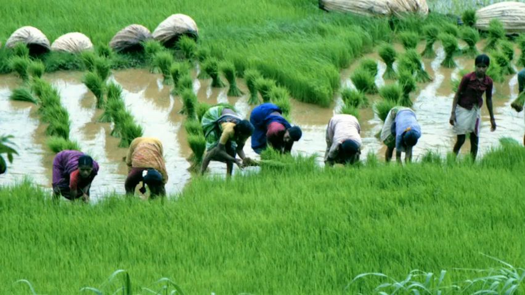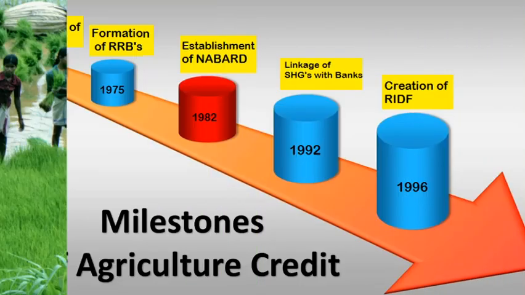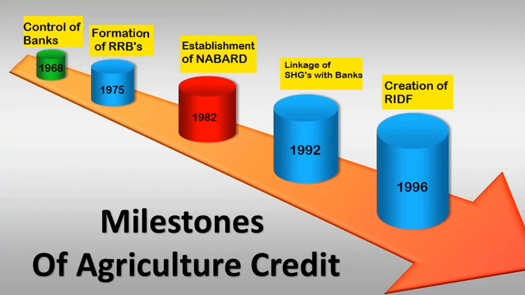Okay, so we know that agriculture plays a vital role in the Indian economy. It is an important sector. Over 60% of the population relies on this sector called agriculture, and over 70% of rural households depend upon agriculture. So here we can say that there are two different milestones in agricultural credit.